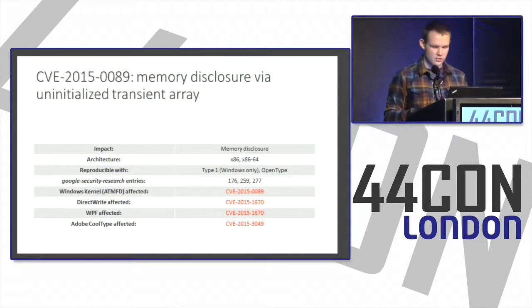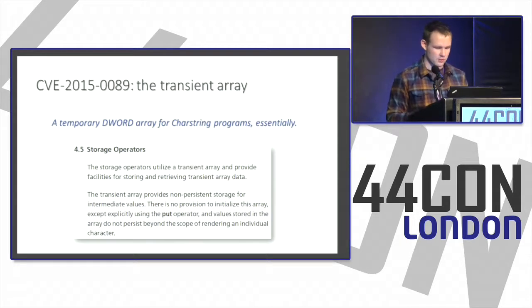And then we're getting to the interesting stuff. So we have a memory disclosure bug via uninitialized transient array. And this bug is interesting because it affected all of the programs that use the same shared code base, and even some other ones, such as Oracle Java, that is not on the list. And it could be triggered both using Type 1 and OpenType fonts.